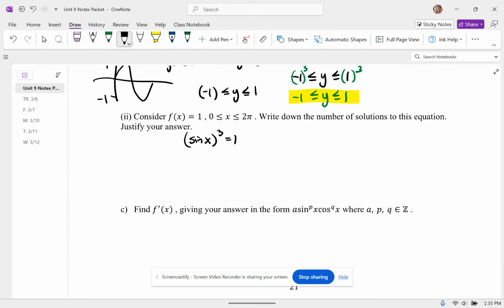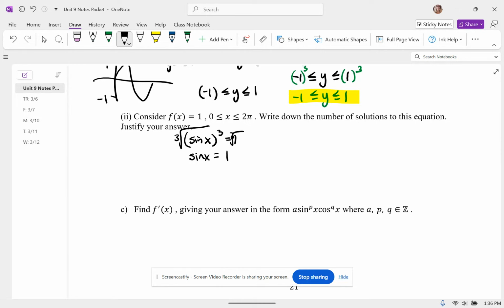I'm going to rewrite it so the whole thing is being cubed because it just makes it easier to solve. Is that okay? It is okay. So now I'm going to cube root both sides. And we get 1. Is it plus or minus 1? Only plus. Why is it only plus? Because negative 1 is negative. Good job.